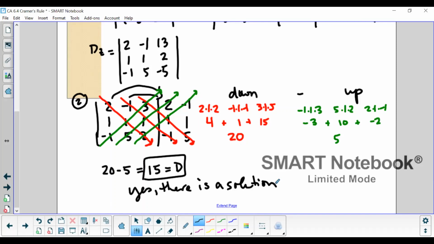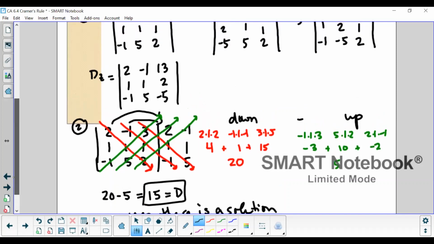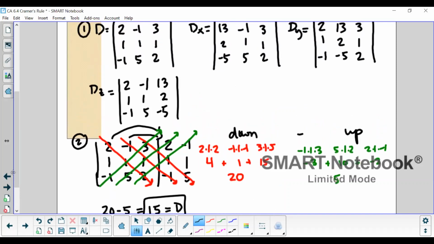If we wanted to find the solution, what we would do is all those downs minus ups that we just did, we would do it for dx, dy, dz, and then we would do dx divided by d, dy divided by d, dz divided by d. And that would be your XYZ answer, but we're not going to do that.